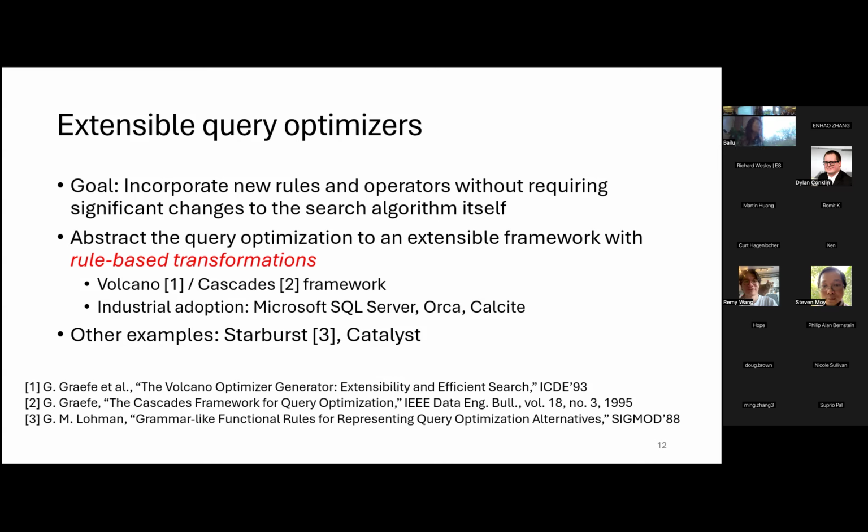Over the years, we also observed a lot of industry adoptions of this kind of framework, like Microsoft SQL Server and Orca, which is the optimizer for Greenplum, and also Cascade. Of course, there are other examples of extensible query optimizers such as Starburst and Catalyst. They are designed with a different architecture, which I will not cover in this talk.